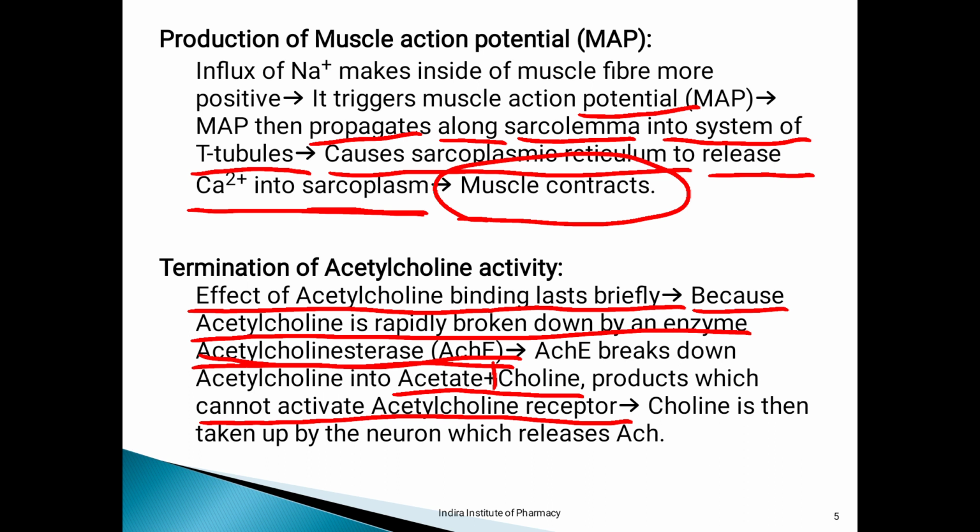Now how this muscle will contract, how the actin and myosin filaments of the myofibril will work, will be covered in our next class. The next topic is the sliding filament mechanism, which is also a very important topic as far as exams are concerned. That's all for today's lecture. Thank you.